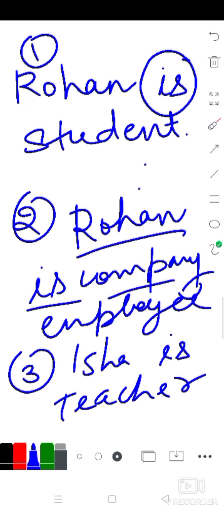Rohan is company employee. Rohan va company employee desu. Isha is teacher. So Isha va teacher desu. Sorry, I'm so sorry. Isha va teacher desu. Rohan va company employee desu. And Rohan va student desu.